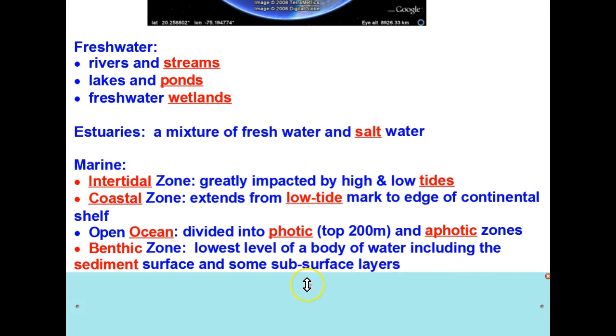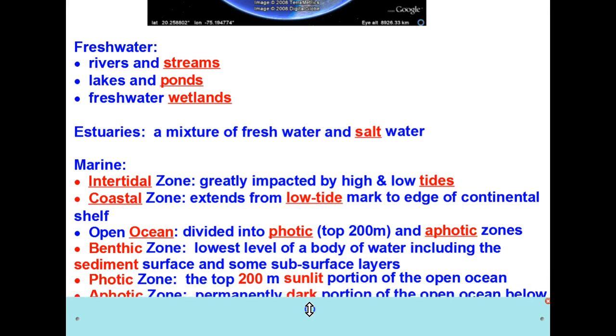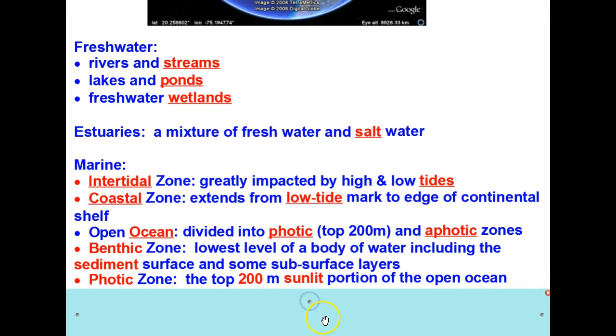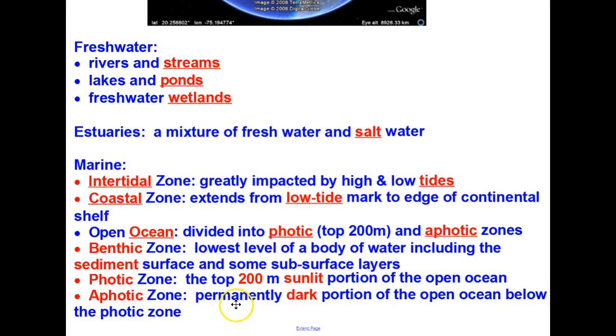Clear definitions on the photic and aphotic zone. The photic zone is the top 200 meters, the sunlit portion of the open ocean. Photic, photo, you may recognize that as light, so that's a good way to remember that. That is the portion of the open ocean that gets the light, which can reach at about 200 meters down. The rest of it would be the aphotic zone, which is permanently dark. It's the permanently dark portion of the open ocean below the photic zone.